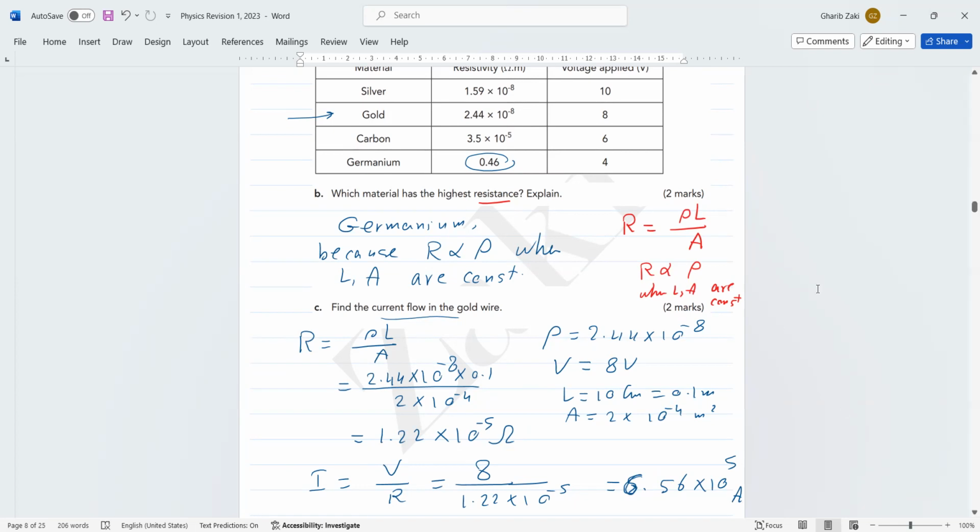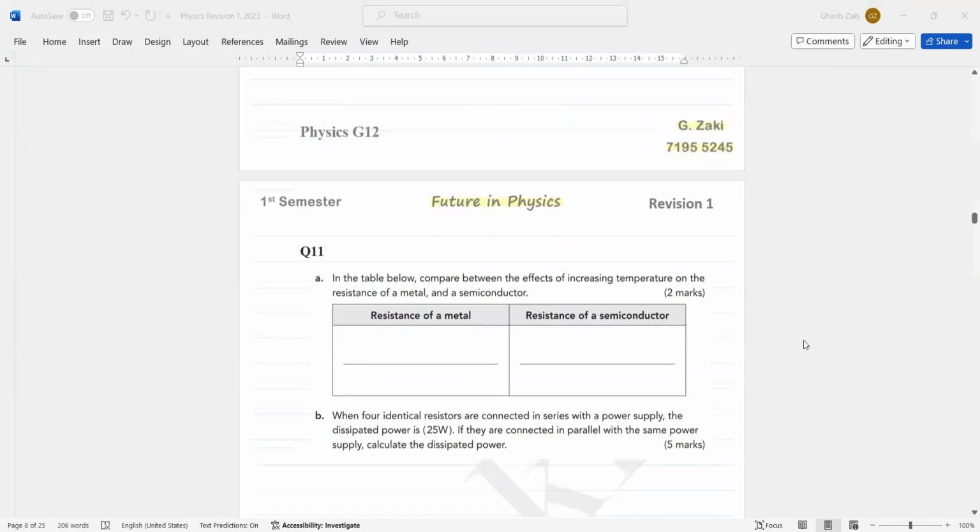Yes? Question? Yeah. Germanium? Yeah. Okay. Yes. Any other question? Yeah. It's okay? Very good. Okay. Now let us see the next question.